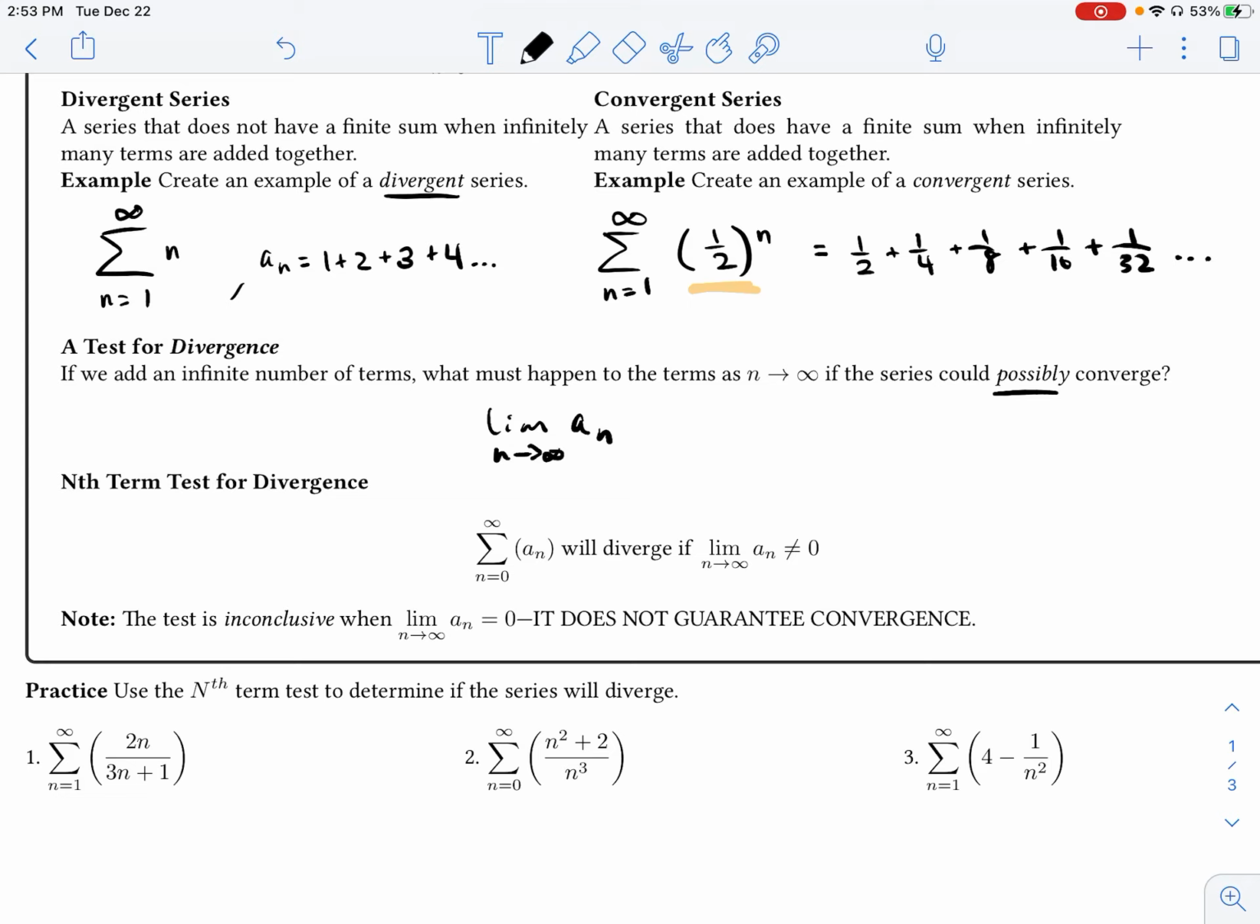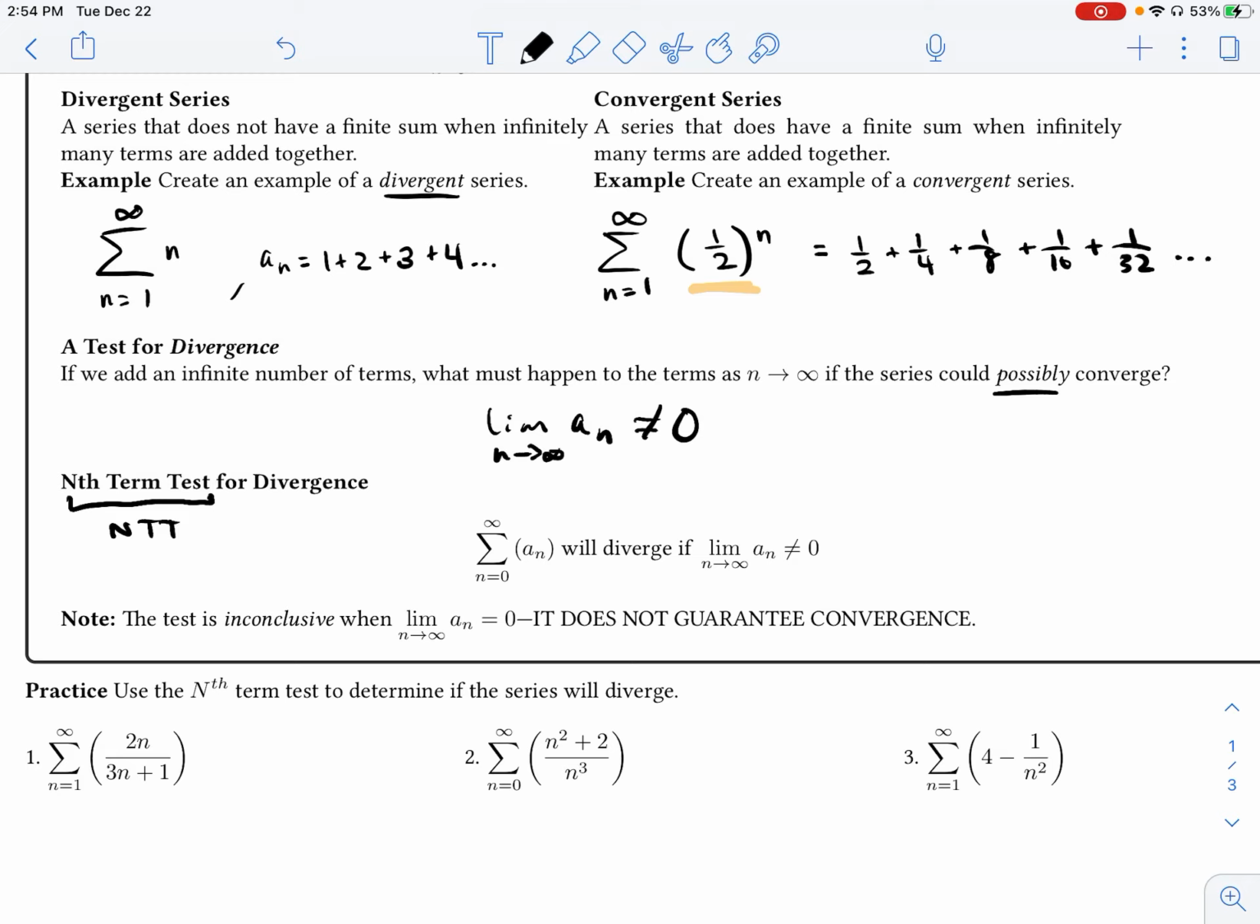Let's just make sure we establish what we know for certain. If this here is not equal to 0, then we know for certain that this series will diverge. So again, what we call the nth term test, or what I'll often refer to as NTT for short, states that this particular series, the sum of a sub n, will diverge if the limit of a sub n is not equal to 0.